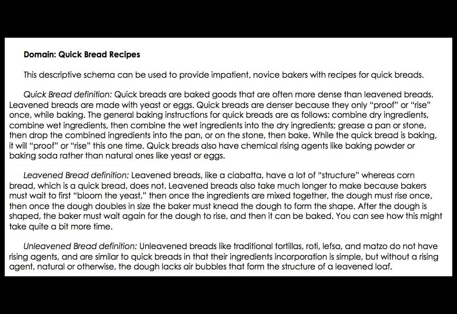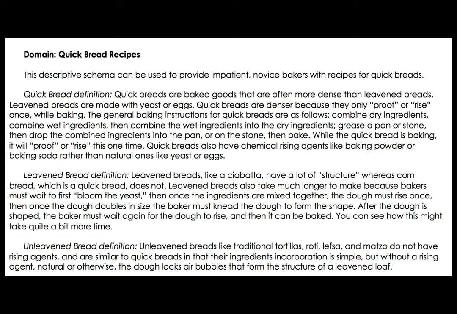So just a couple of quick definitions. Based on the feedback that I got from the discussion board, I did change a couple of things, so I'll just kind of gloss over the things that I didn't really change. The quick bread definition: quick breads are baked goods that are more dense than leavened breads. So leavened breads are made with yeast or eggs, which are natural rising agents. Quick breads are more dense and they only proof or rise once while they're baking.